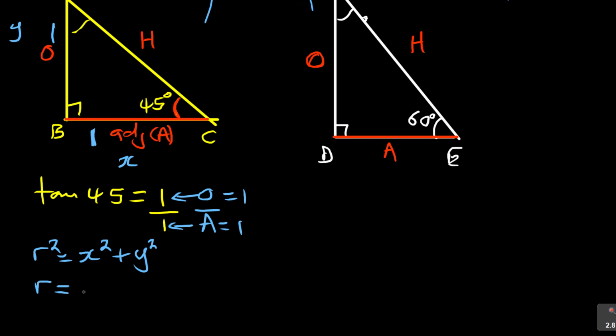So R is equal to the square root of, now X is 1 squared plus 1 squared. I'm substituting. R is the square root of 2. See? So here you'll have square root of 2. Already, that's a special triangle there.